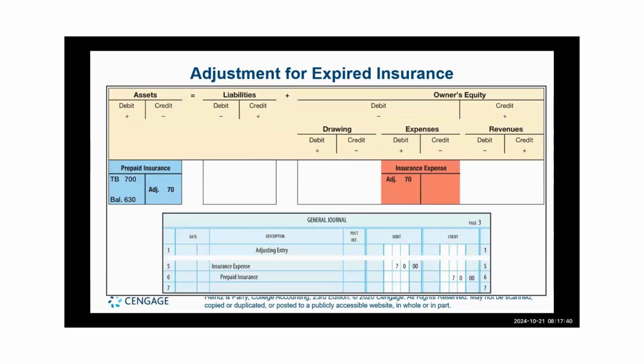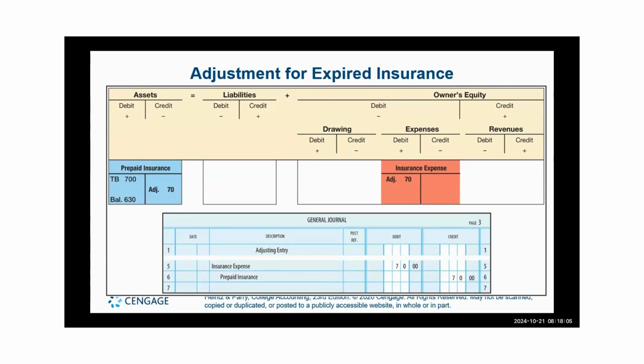Again, I like looking at this chart. So my trial balance was 700. I'm reducing that asset on the credit side by $70. So now my prepaid insurance is only worth $630. Okay, it's not worth $700 anymore because a month has gone by. Now on the other side, my insurance expense has to increase on the debit side by $70.